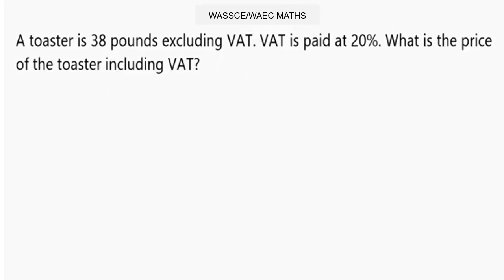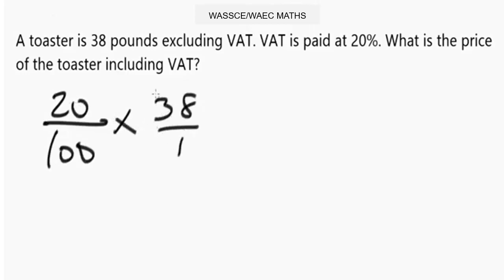Now we are dealing with a percent increase or percentage increase. Firstly, before you find the price of the toaster, including VAT, let's find the amount of the VAT that is paid. The amount of the VAT of this toaster will be 20 over 100 times 38 pounds.